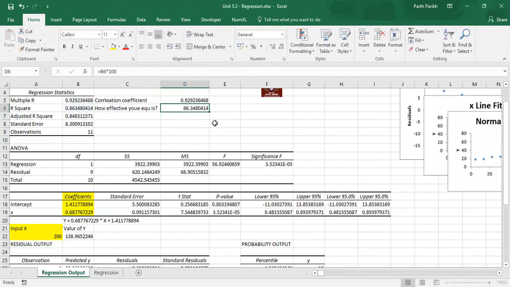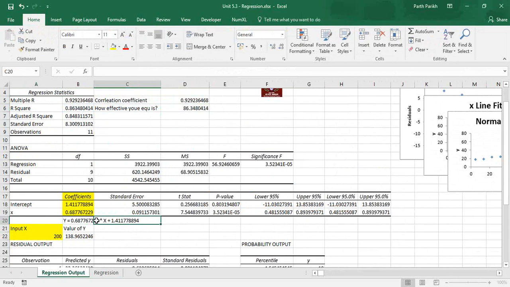If it's 86%, that means if you put a value of x, your y is accurate to an extent of 86.34%. So there is obviously a chance that your value of y will be incorrect, but 86.34% of the time your value of y would be correct. That's the main premise of r square.